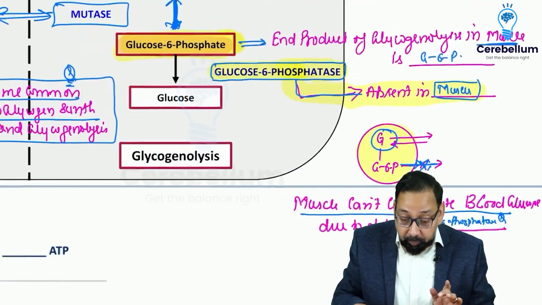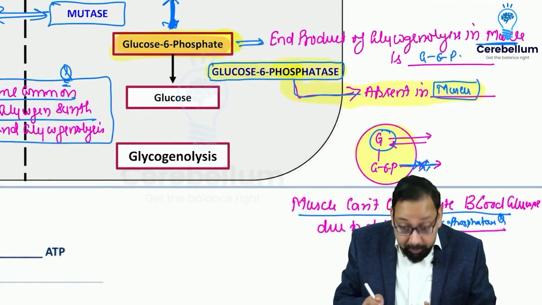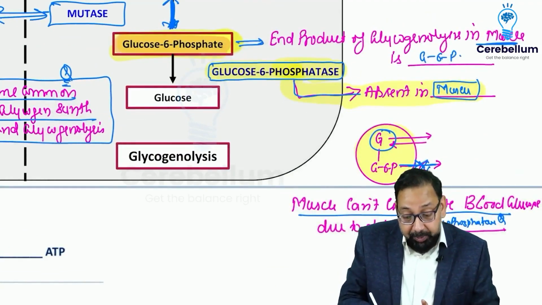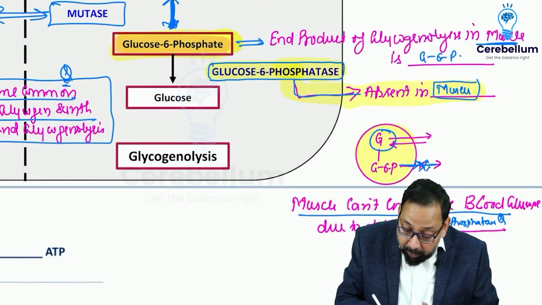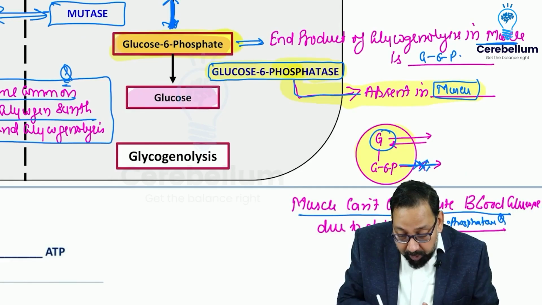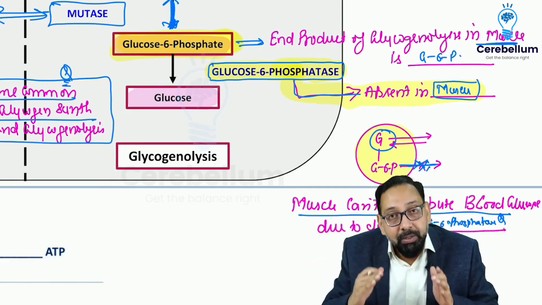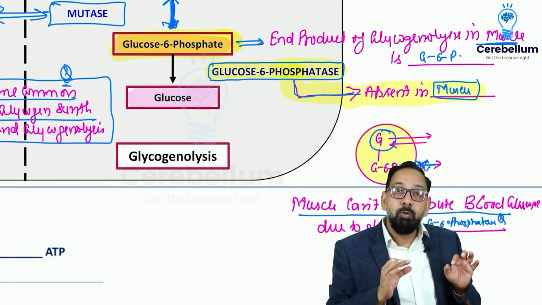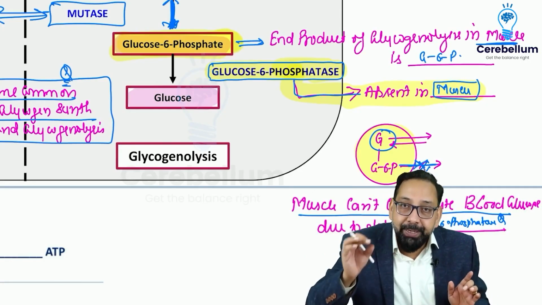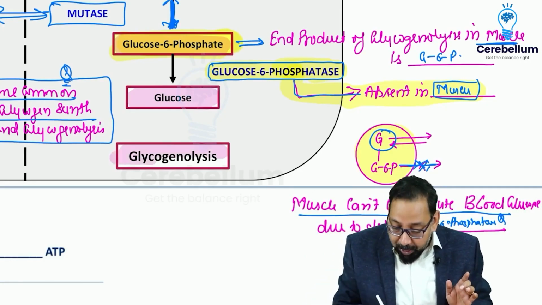And in liver, this glucose 6 phosphatase is present, and this glucose 6 phosphate will be converted to glucose, and glucose will diffuse out of the liver cell into blood. So liver glycogen can maintain blood glucose up to 16 to 18 hours by glycogenolysis.